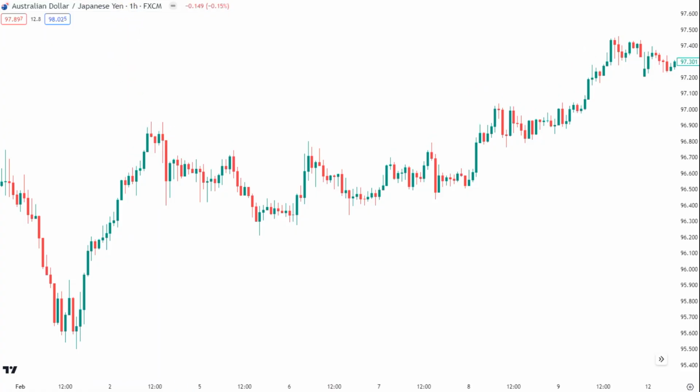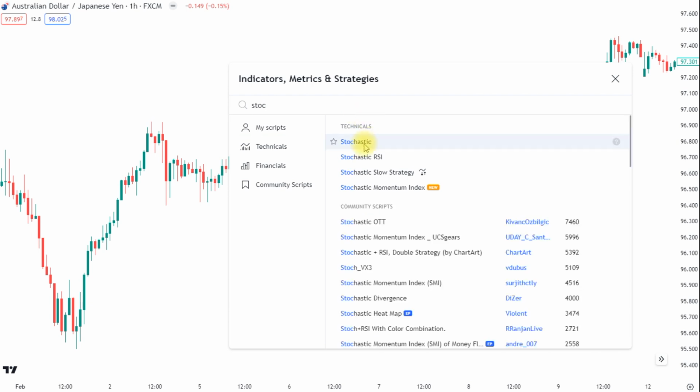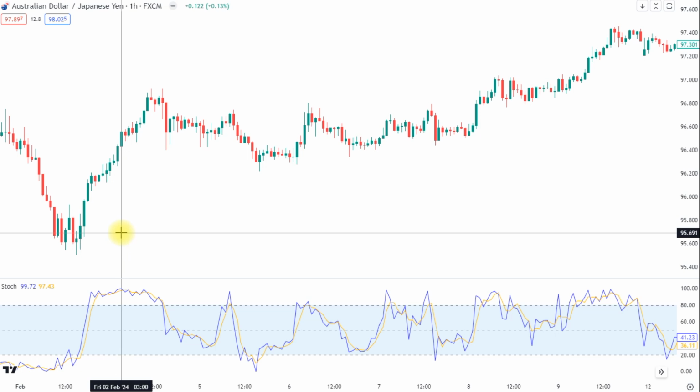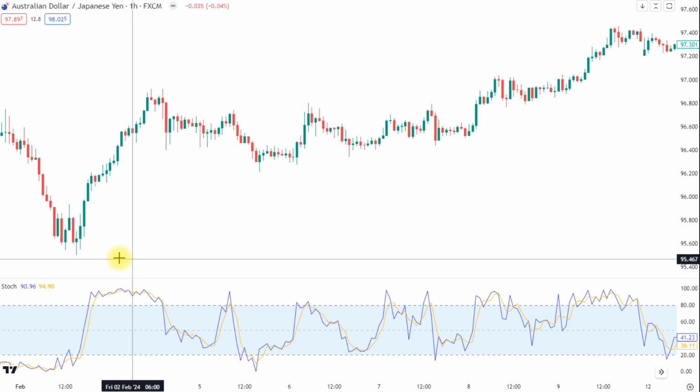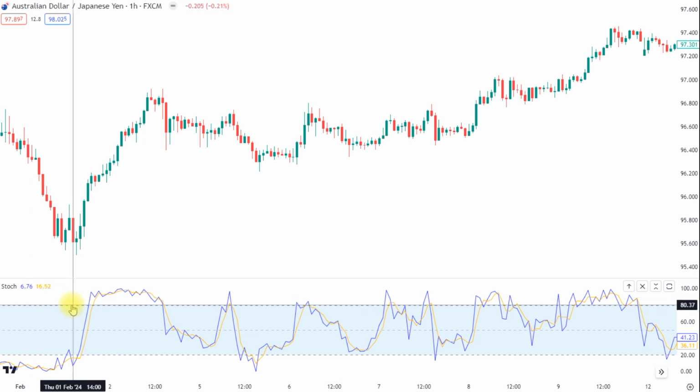Alright, then let's apply the indicator to the chart. You look for the stochastic here and pick that one. I will make it a little bigger for our explanation. So what we see here is the stochastic indicator, a momentum indicator used to identify overbought and oversold prices. So let's see how to recognize that.